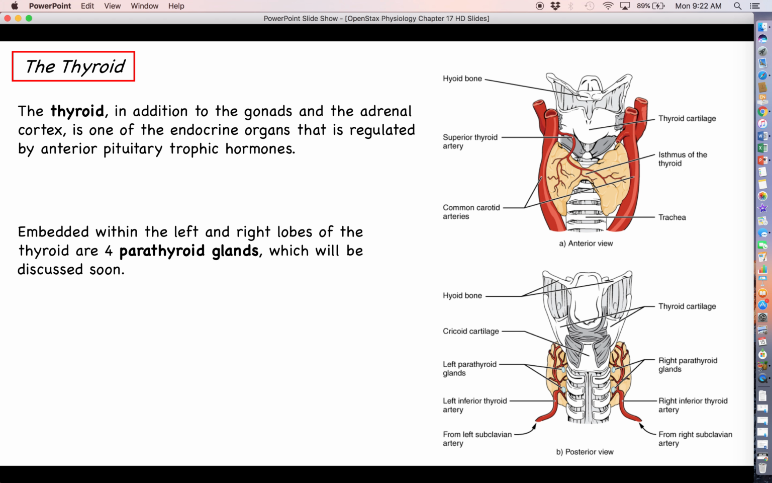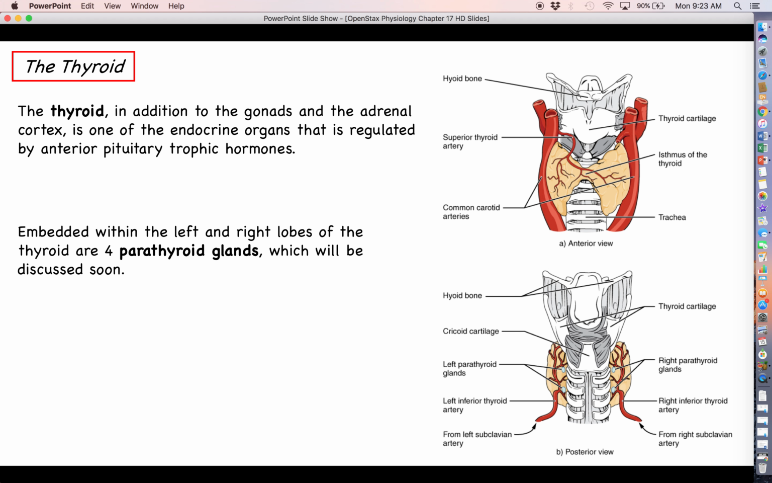So, embedded within the thyroid tissue, which you can see wraps around the trachea here, just below the level of the pharynx and larynx, are 4 parathyroid glands, which you can see here in this posterior view. And obviously it's nice to know, based on this picture, that you can see quite a lot of blood supply going into the tissue of the thyroid.